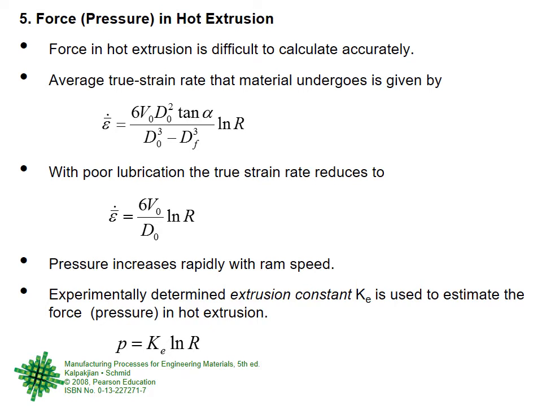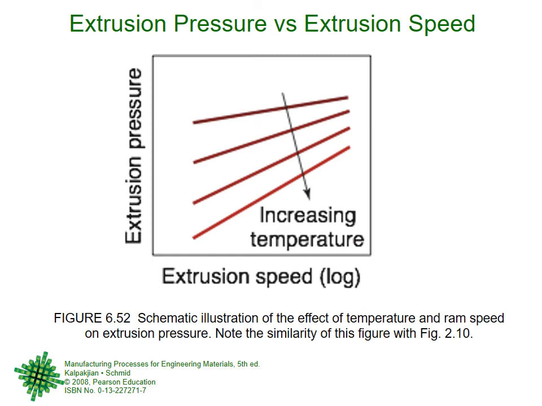We then covered forces or pressures in hot extrusion, the average true strain rate that you started with, for normal lubrication, for poor lubrication, then the equation for extrusion pressure, which is empirical in nature using the extrusion constant Ke, and then we showed you this graph between extrusion pressure on one side, extrusion speed on the other side, that extrusion pressure increases with extrusion speed, and that there will be higher curve for lower temperature, and as the temperature increases, the extrusion pressure will ease out because it will be easier to push the material.